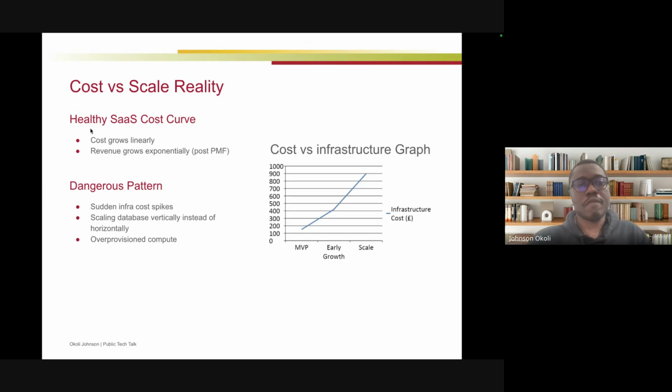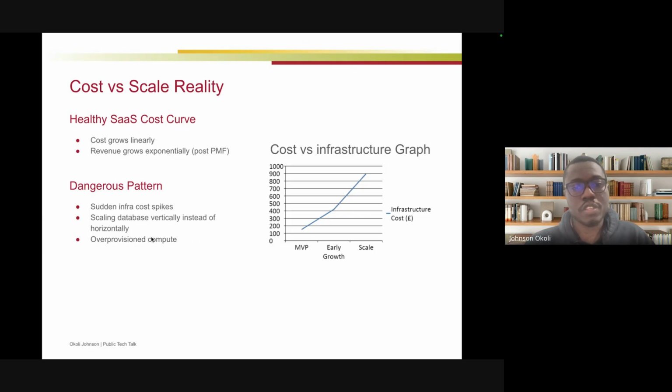Then cost versus scaling reality. So usually the cost grows linearly against the infrastructure. As you increase your infrastructure, it affects your cost too as well. But it becomes an issue when there's a sudden spike in the graph, where you just see the costs going up with a sudden shift in direction as opposed to what it was before.